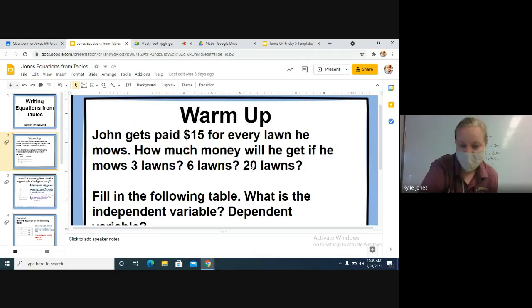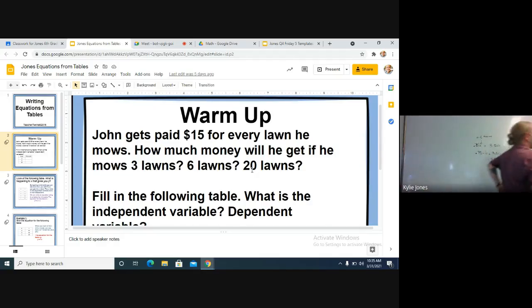So we have for this warm up on the writing equations from tables. You guys, I guess I should give you a second to get it open. Okay. Open it up. Have it ready, please. Go to math, please.